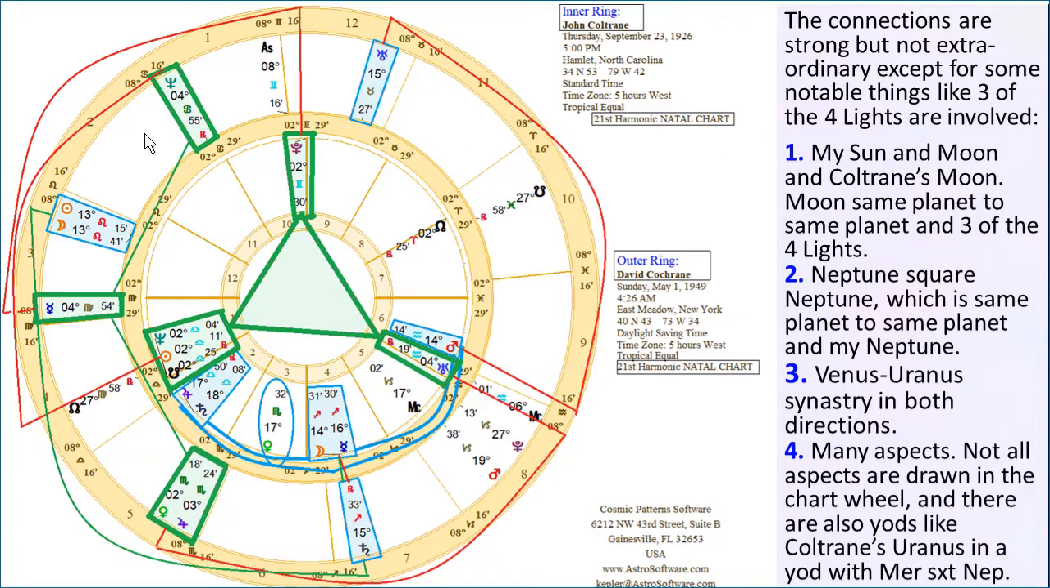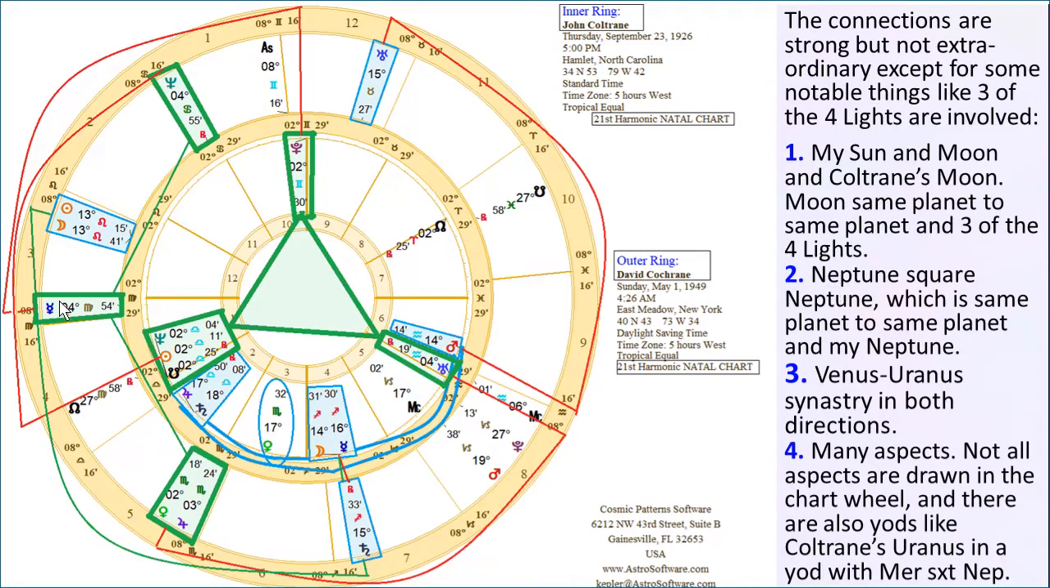My Sun and Moon, as I mentioned, and Coltrane's Moon. Not just my Moon, but my Sun and Moon are trine his Moon. Well, when you think about it, that's not so trivial. Three out of four of the lights are involved. Both my Sun and Moon trine his Moon. So you see, there is some significant connection. We still don't consider this to be extraordinary. Extraordinary, you'll see in a minute. The last one is really extraordinary, but it's solid, it's clear. There's connectivity, so there's going to be a nice connection.